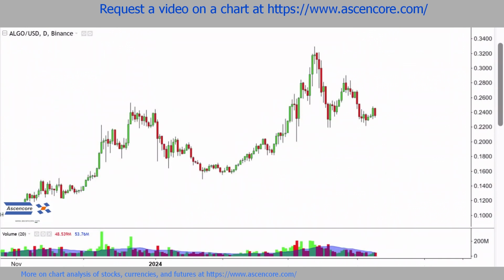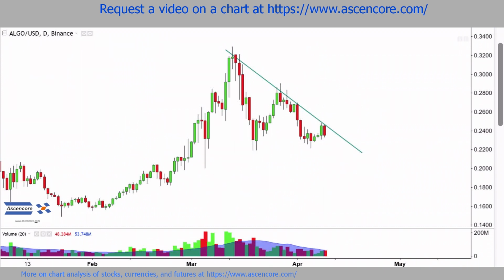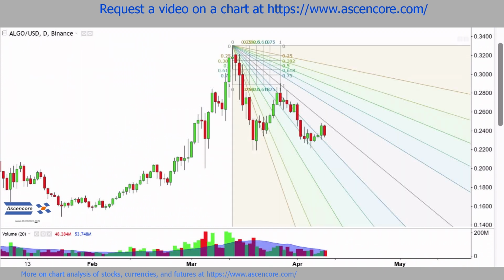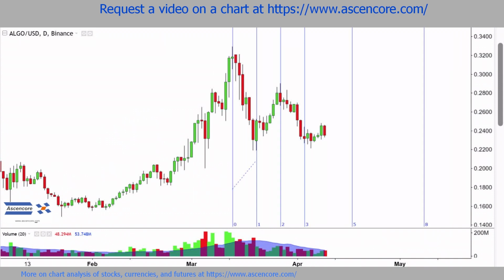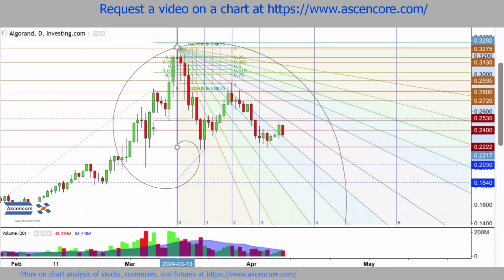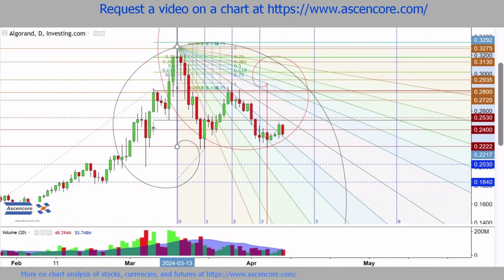Now onto the Algorand chart, where a stable downtrend line has recently formed. It can be the basis for a Fibonacci fan. And the duration from the peak to the first bullish retracement can be the basis for a Fibonacci time zone. And there's also the option to add Fibonacci spirals at these positions.